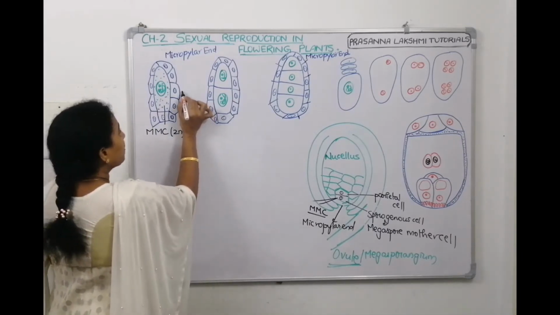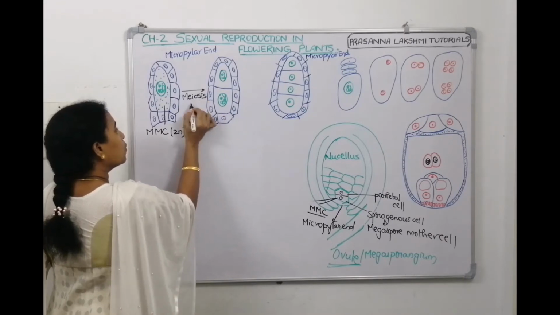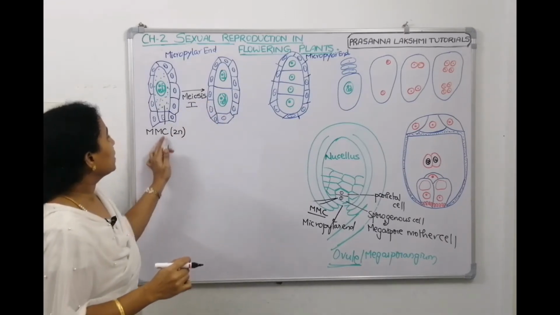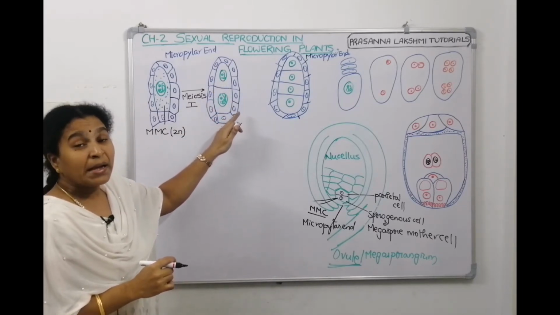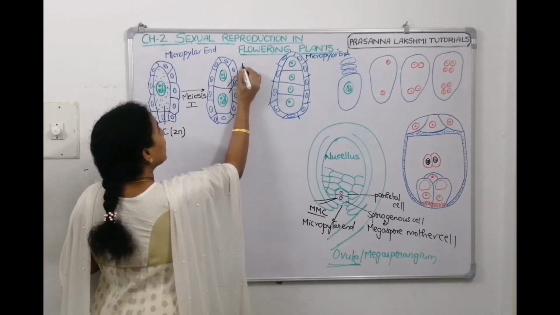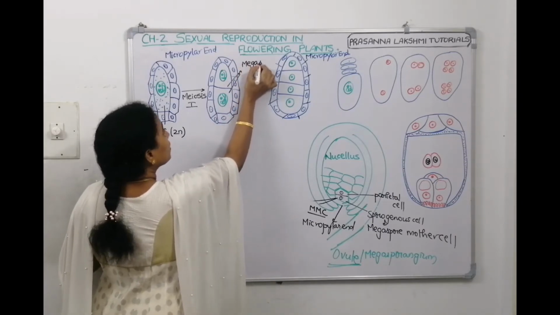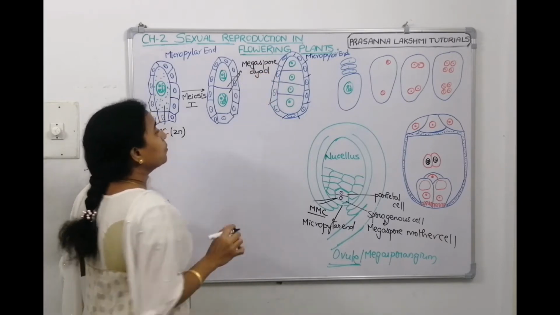Now this megaspore mother cell has undergone meiosis 1. If the megaspore mother cell undergoes meiosis 1, it will make two cells. These two cells are called megaspore dyad.